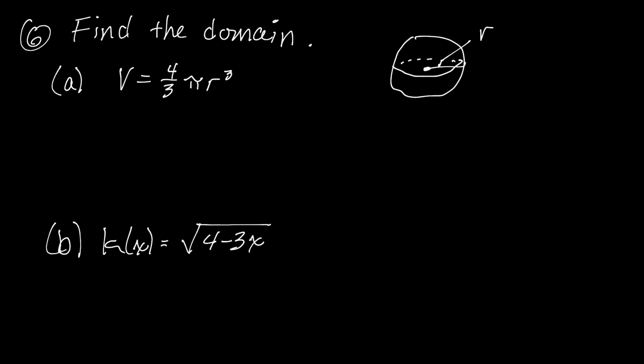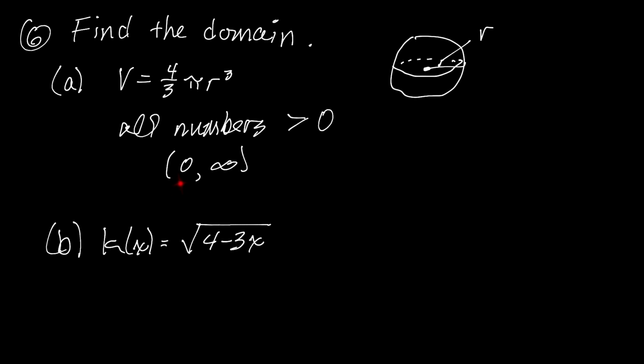So I could just say all numbers, all reals, greater than 0. So that's with words. Or you could just say everything from 0 to infinity. And this is interval notation again. If you're using interval notation, the reason this is a parenthesis and not a square bracket is because it cannot equal 0. It has to be greater than 0. But it's unbounded. It can go as however big you want the sphere to be.